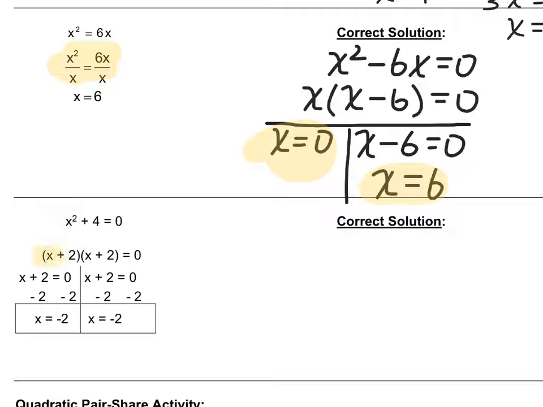in number 3, the very first step, just like the last one, is where it went off the rails. This is where it's incorrect. It's not factorable.